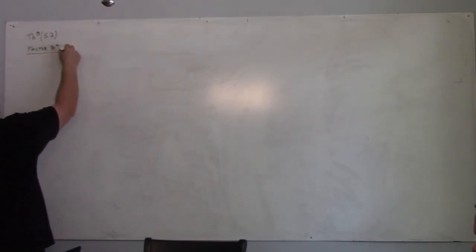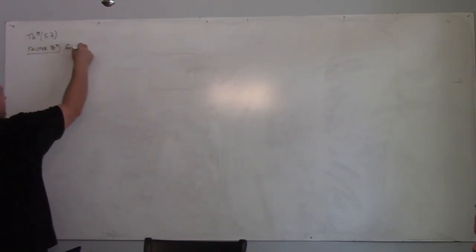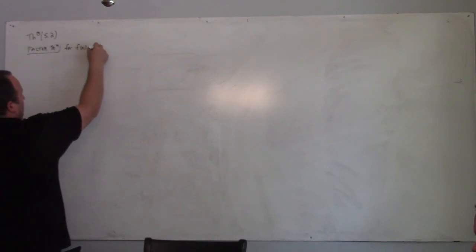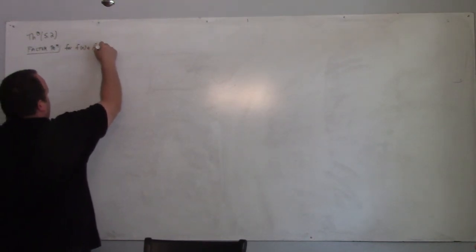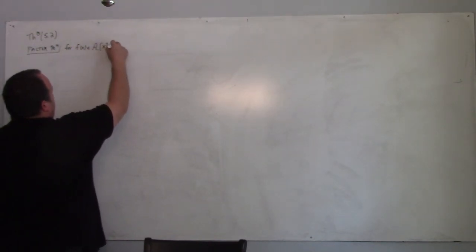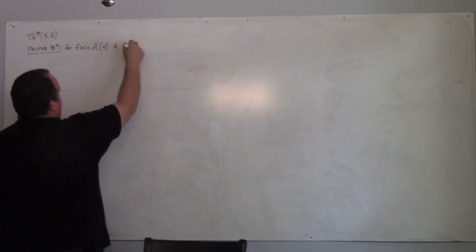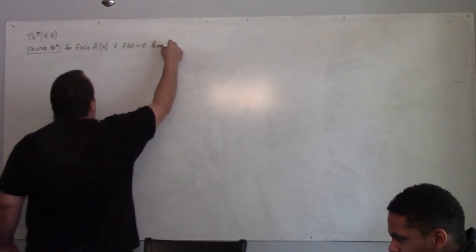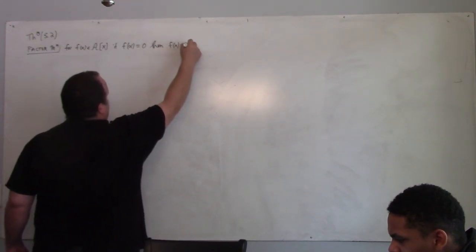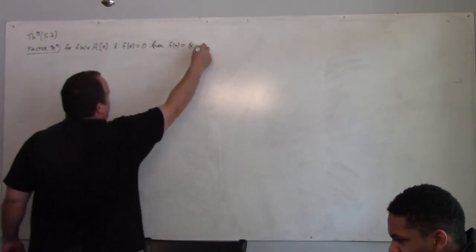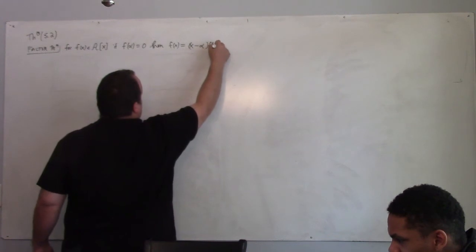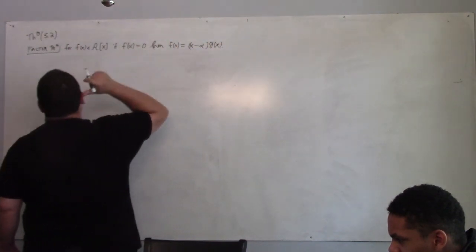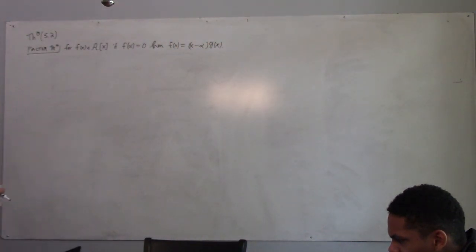Right, for f of x in the polynomials over the algebra, if f of alpha equals 0, then f of x is equal to x minus alpha times some g of x. Right? Now theorem 5.2 actually is a little bit sneakier than that.